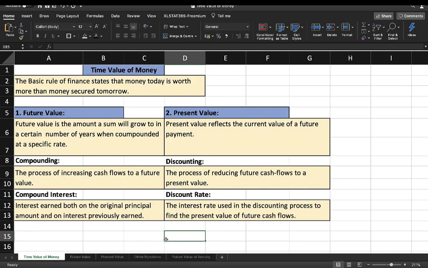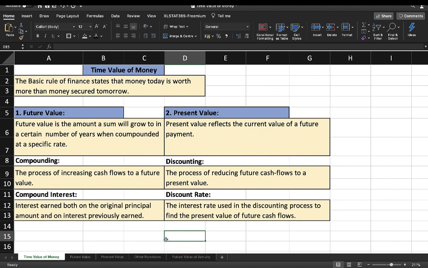Today I'll teach you about time value of money. As you know, the basic rule of finance states that money today is worth more than money secured tomorrow, which means that money today can be used for consumption to gain satisfaction.